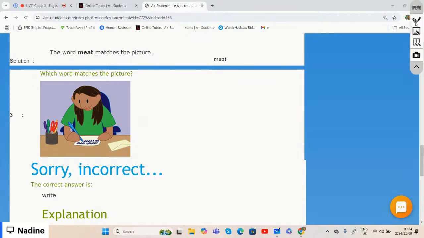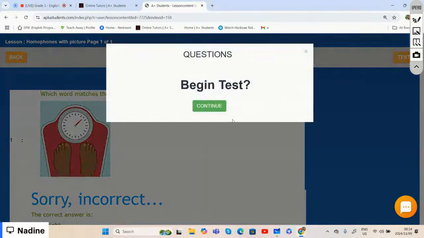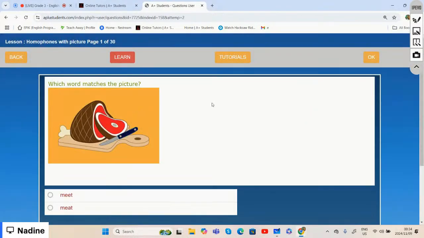All right. So now we're going on to our test. We need to say which word matches the picture. Which word matches the picture? Yes, well done. It's right, not right. Well done.